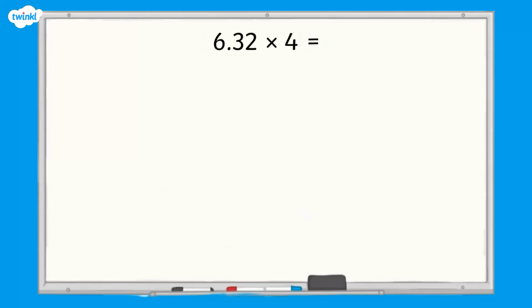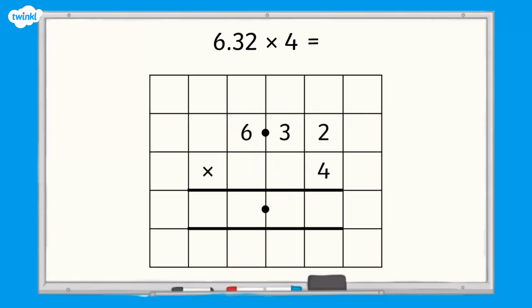Let's try another one, this time with 2 decimal places. 6.32 multiplied by 4. Pause here and set out the calculation ready to use the short multiplication method. How did you get on? Did you remember to line up the decimal point in the answer space with the decimal point in 6.32? We can now work through the calculation using the short multiplication method.